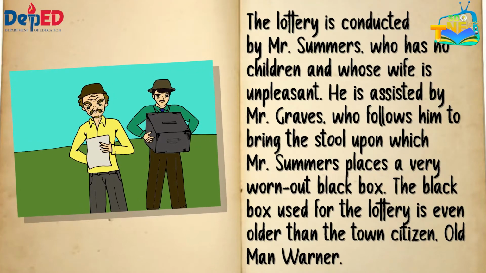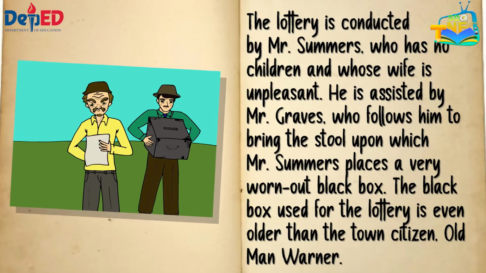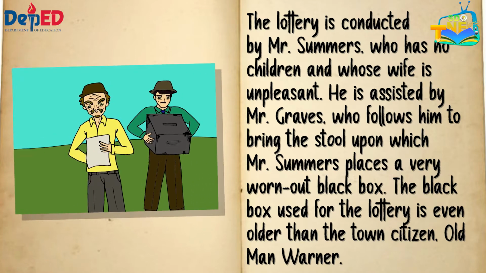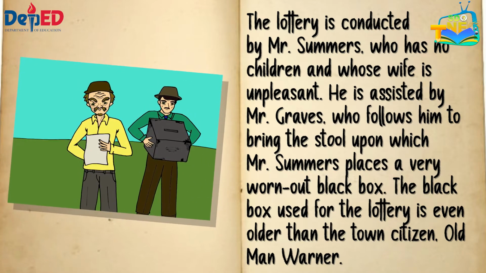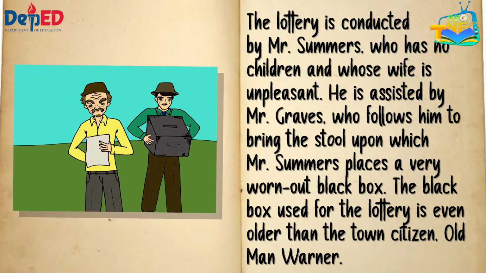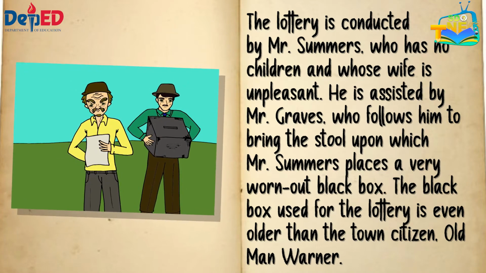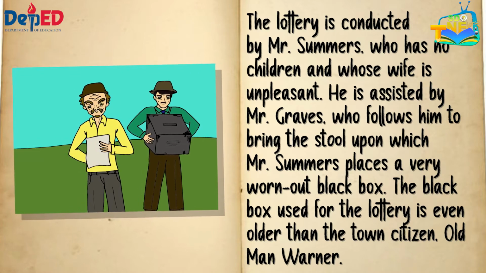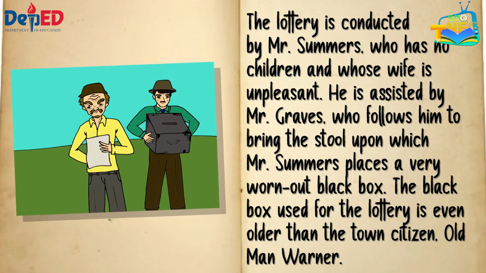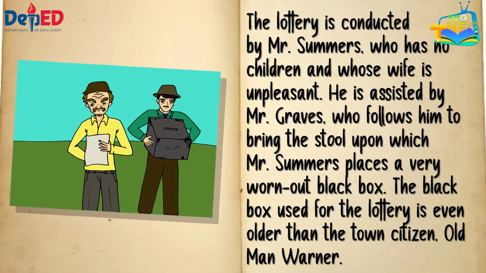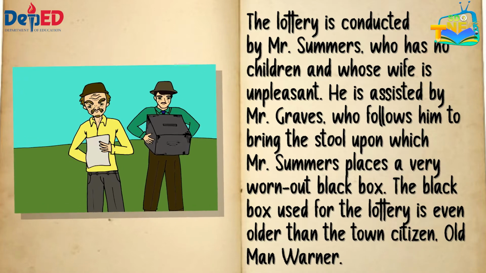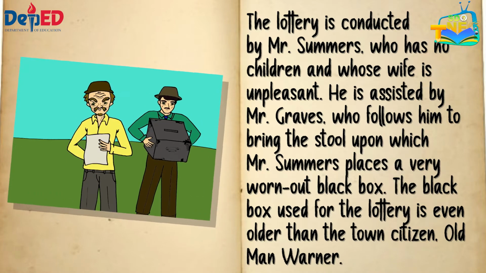The lottery is conducted by Mr. Summers, who has no children and whose wife is unpleasant. He is assisted by Mr. Graves, who follows him to bring the stool upon which Mr. Summers places a very worn-out black box. The black box used for the lottery is even older than the town's oldest citizen, Old Man Warner.